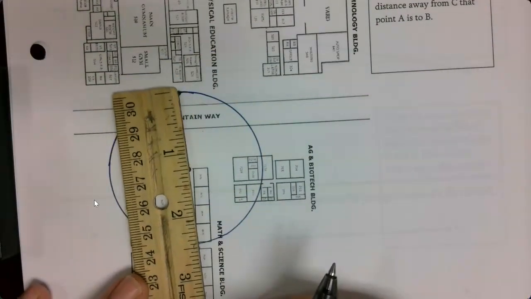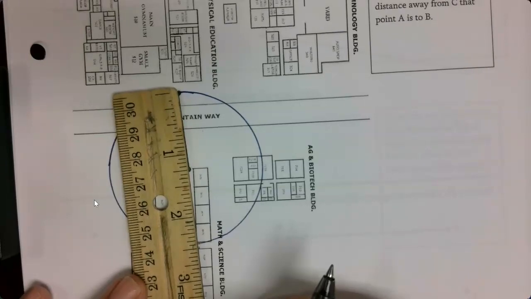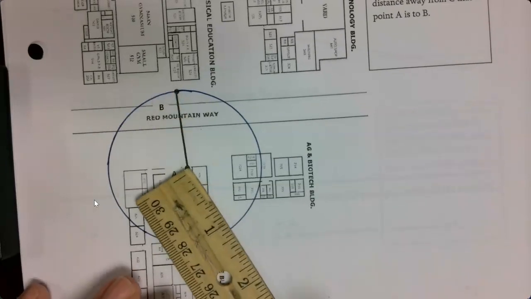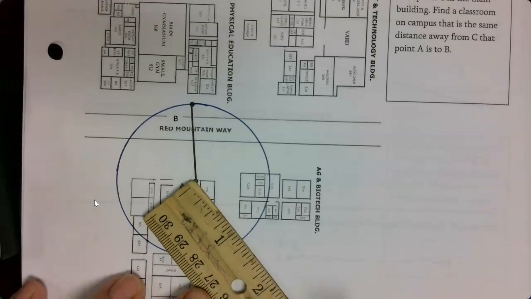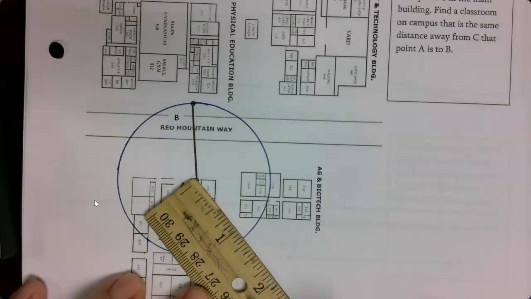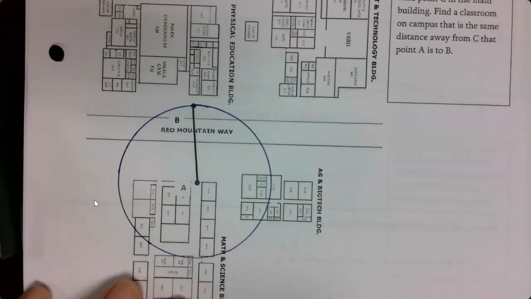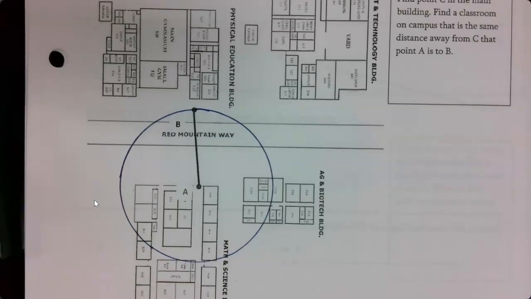So on this map, from A to B, it looks like it's about 1 1/4 inches. If I pick anywhere on the edge of my circle, notice it's also still about 1 1/4 inches away. So what shape did we just make? Circle.